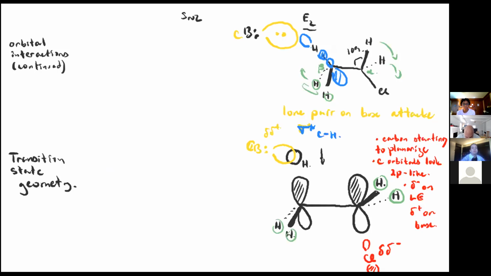All right, so let's do the same thing for the SN2. We drew the orbitals for the starting material, so we can just move that down there. And then the transition state is also quite interesting. So in the transition state, the carbon has what geometry? Does someone want to help me out?